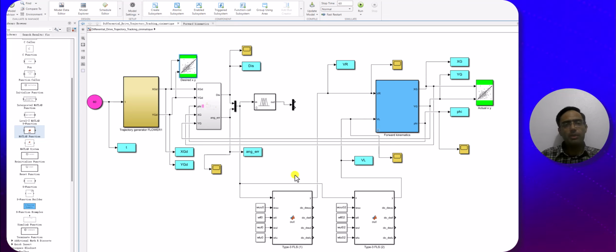Okay, I hope you find this code and this Simulink useful, and I think you can easily use it in your own problem.